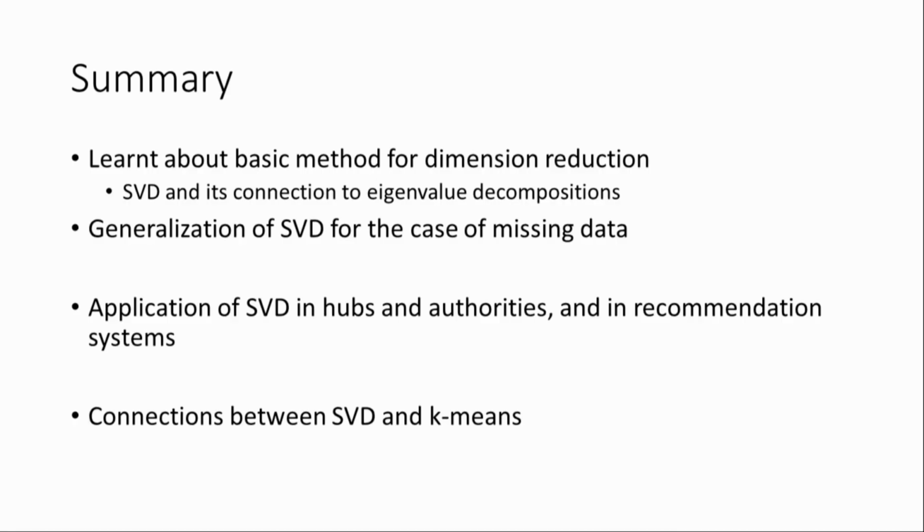Just to summarize, we learned about the basic method for dimension reduction, which is singular value decomposition, and its connection with principal component analysis. We talked a little bit about the generalization of SVD for the case of missing data. We talked about applications of SVD in hubs and authorities and in recommendation systems. We didn't get to talk about the connection of SVD with k-means, but please feel free to look at the slides for this. Any questions?